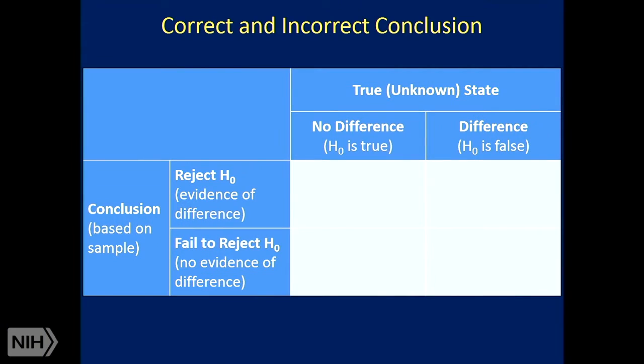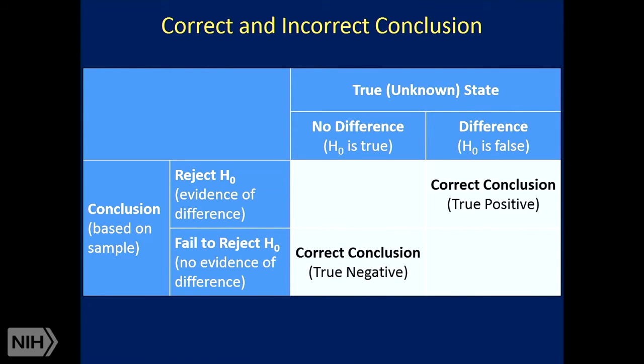There are 4 things that could happen. We could make the correct conclusion, because we are rejecting H0. We say there is evidence of a difference, and in fact, there is a difference. So we reject H0 when H0 is actually false, so we're making a correct conclusion, and we call it true positive. Why true positive? It's positive, there is a difference, and it's the truth. It's actually, there is a difference. So we call it true positive.